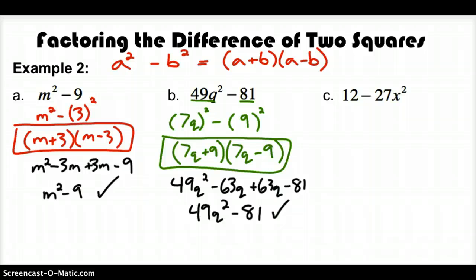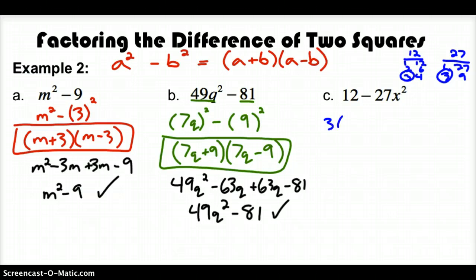And my very last one here, 12 minus 27x squared. I look at the numbers 12 and 27, and right away I say neither of those are actually perfect squares. So let's see if we can take out a greatest common factor. Now this is the part I sense is going to be hard for most of you. Factors of 12: 1 times 12, 2 times 6, and 3 times 4. Factors of 27: 1 and 27, 3 times 9. Can't think of any other ones. So the greatest common factor here looks like 3.